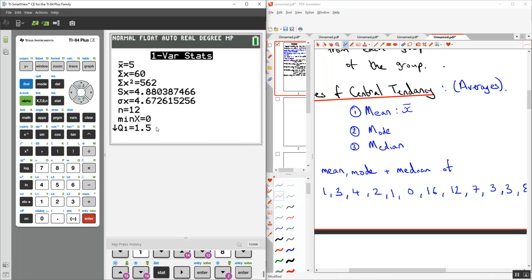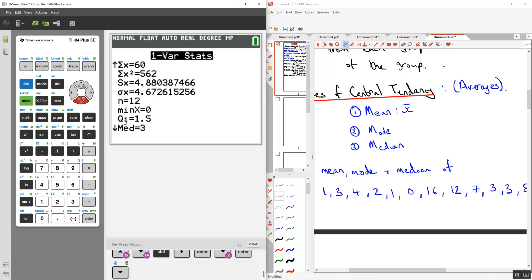Do you remember from last year, if I scroll down, what Q1 is? Yep, so that's the lower quartile, we call it. So it's the fours, yeah, perfect. That's the first part. There we've got the median, which is 3. We've got the upper quartile, which is 7.5. Highest value is 16. So it gives you all of this information.